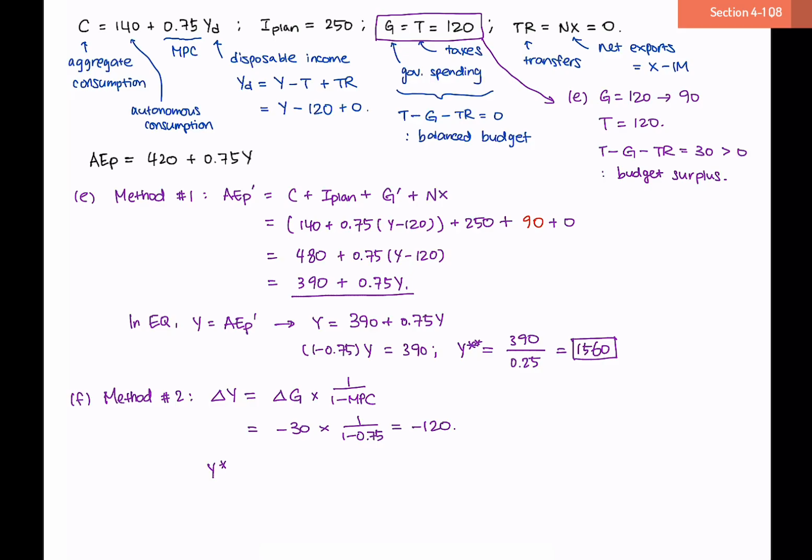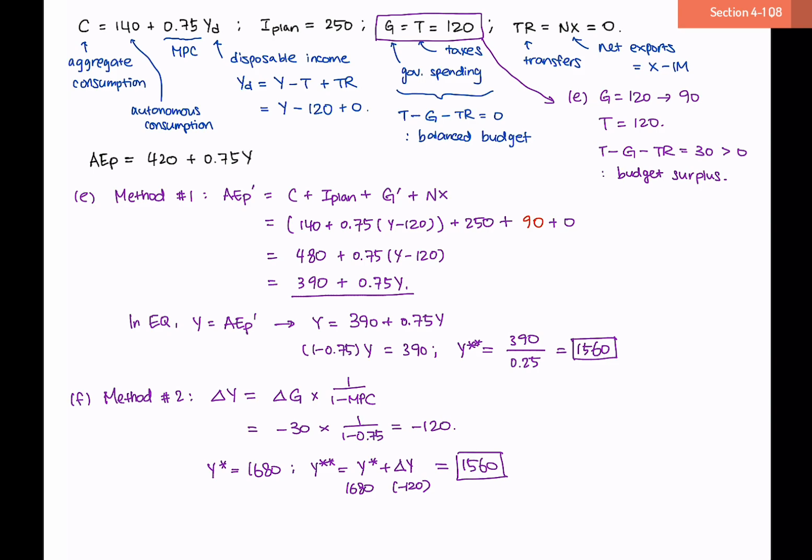Our original equilibrium output, y star, was at 1680. Our new equilibrium output will be the old equilibrium output plus any changes. We start from 1680. We know that the total change in output is going to be a fall by 120, which gives us the new equilibrium output, y double star, of 1560.